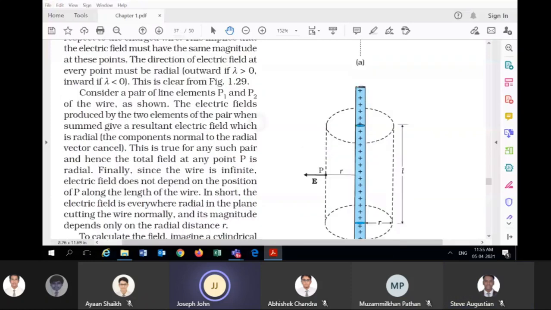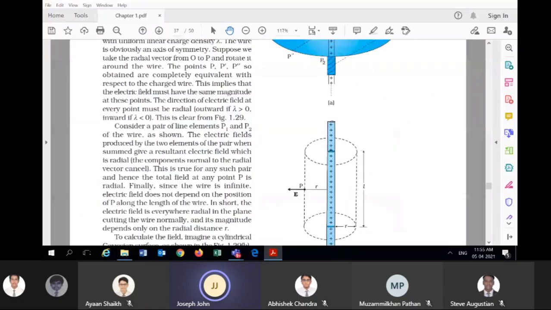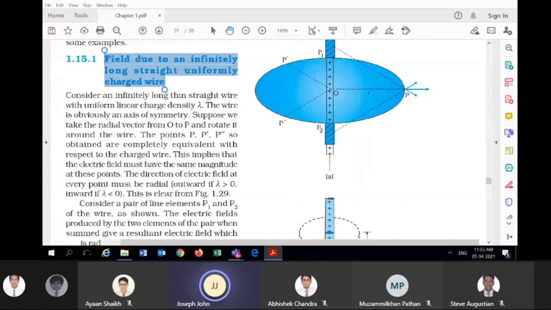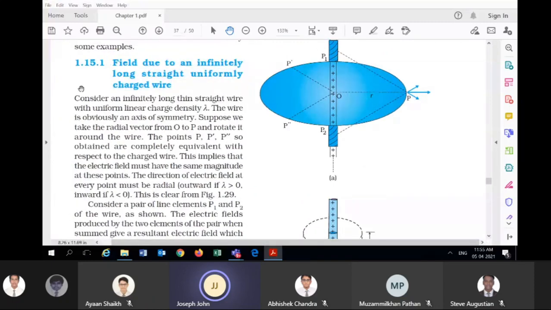Okay, can I start? Almost finished, Mr. I need some introduction. First sentence, can I write down? Consider an infinitely long, thin, straight wire with uniform linear charge density lambda. Please, first sentence, all of you copy that one. Consider an infinitely long, thin, straight wire with the uniform linear charge density lambda.